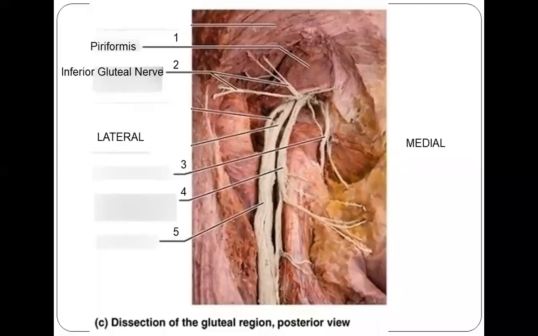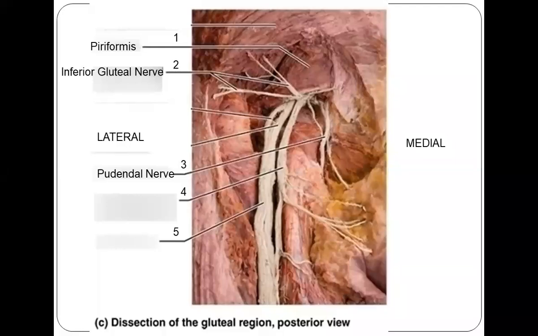This is actually the PIN structures medially. In PIN structures, what does P stand for? Anyone know? Okay, you can skip that. That is the pudendal nerve. Yes, pudendal nerve. Now, can you name the structure labeled as 5? The thick nerve there. Sciatic nerve. Yes, that is the sciatic nerve.